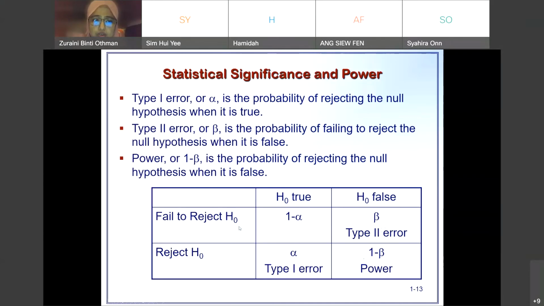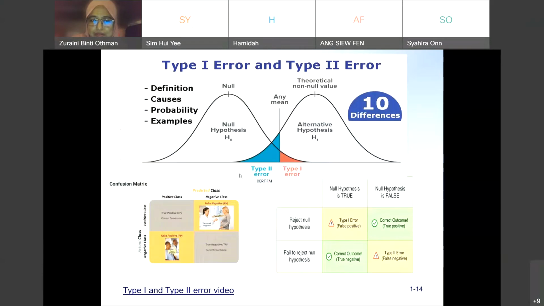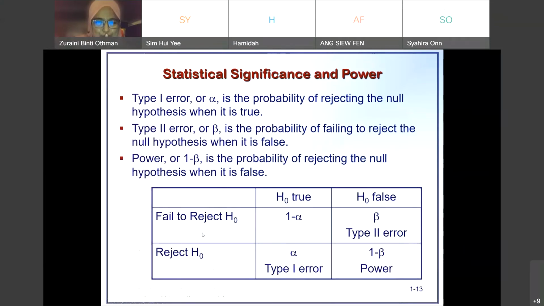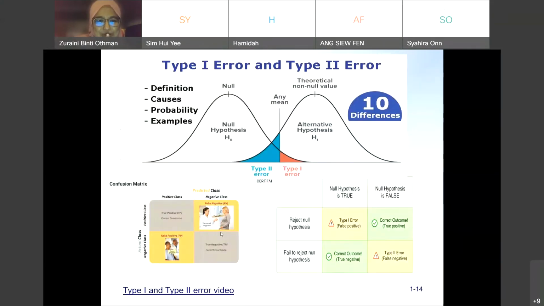And the power is the probability of rejecting the null hypothesis when it is false. Okay, understand or not? Confused, right? It's okay. When we read it the first time, we will be confused, but it is a good sign. We try to understand.